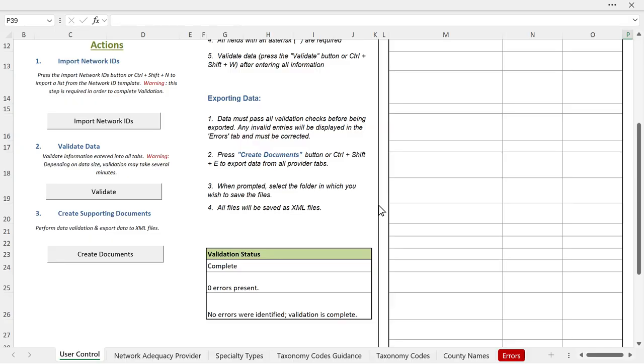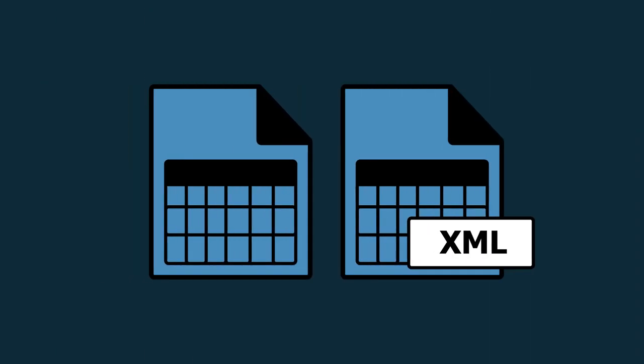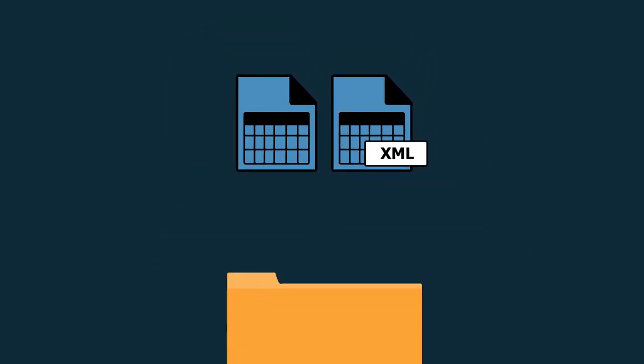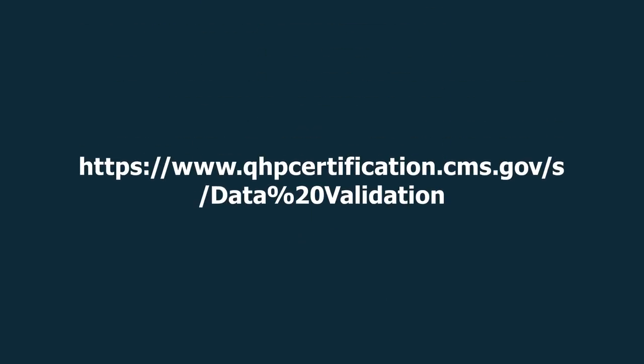Once the template is valid, click the Create Documents button. This creates an XML file that will be automatically saved in the same folder as the template. The XML extract is the file you will submit as part of your QHP application. Additional validation checks are run on network adequacy data within the Plan Validation workspace in the MPMS module. For a complete list of the network adequacy validations, reference the MPMS validations list found on the Data Validation webpage of the QHP certification website.